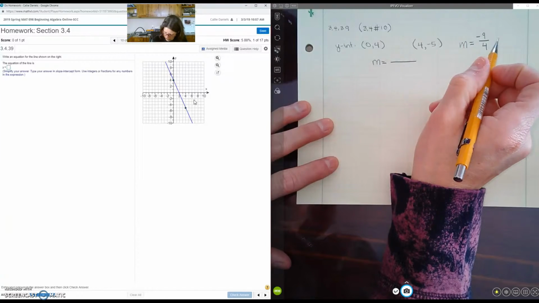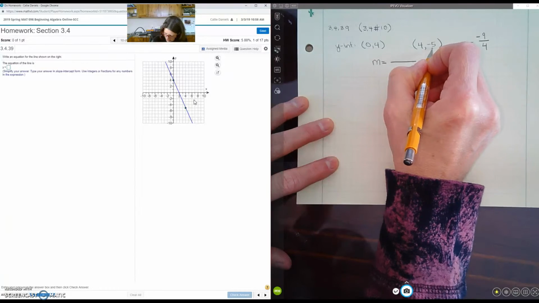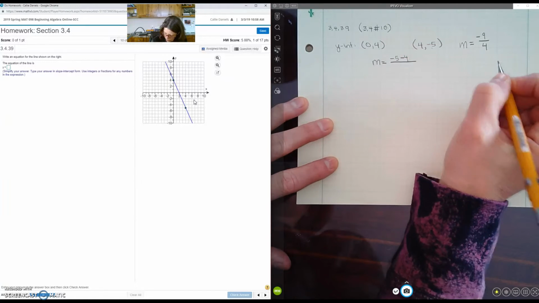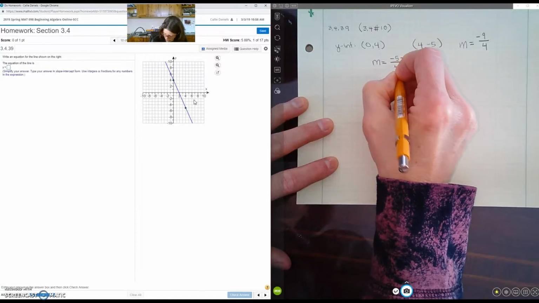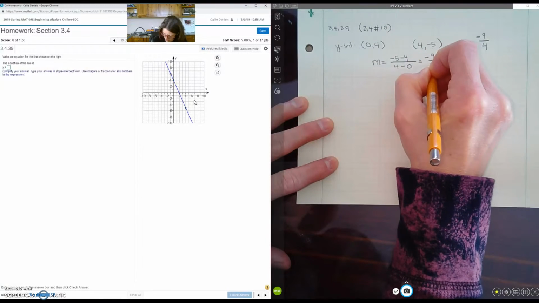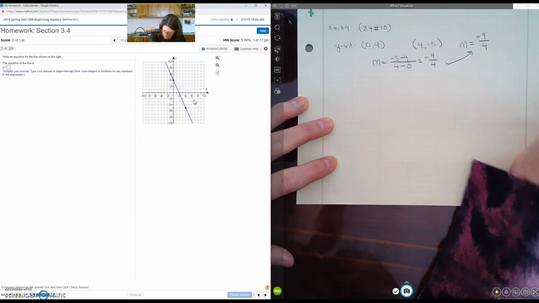We could also calculate the slope by looking at our 2 points that we know and just using the slope formula, which is change in y over change in x. If we go ahead and just do that quickly, -5 minus 4, our change in y, over, same direction now, 4 minus 0, the change in x, gives us also a -9/4, which matches what we counted off.